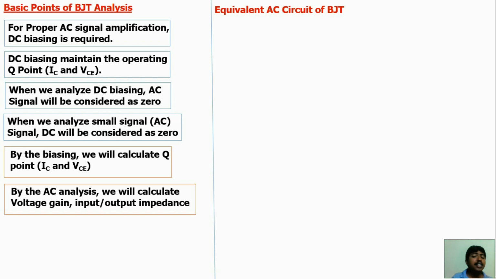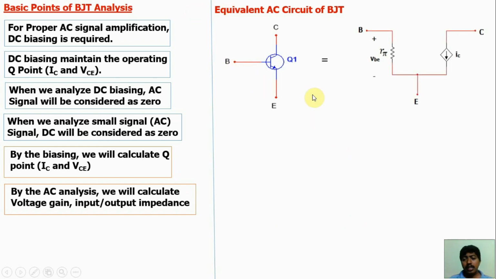The BJT equivalent AC circuit is this. Here, the base to emitter is considered as a resistor, and the collector region is represented as a current controlled source, because BJT is a current controlled source. FET, the field effect transistor, is a voltage controlled source. This is the equivalent circuit of BJT. We should remember that. The base to emitter is represented as a single resistor, and the collector acts as a controlled source.